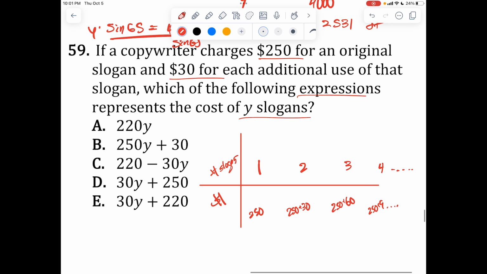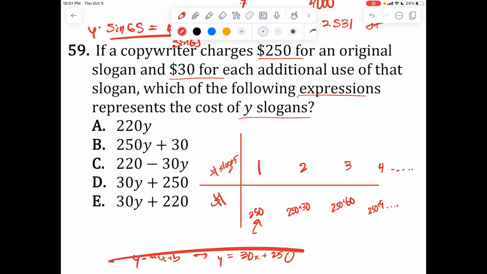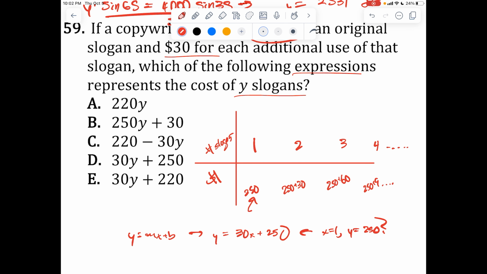So you might think, okay, y equals mx plus b. My slope is just going to be how much I'm increasing each time, 30, right? Plus the original value, 250. This is actually wrong. If you plug it in using this scenario, you're not actually going to get the right value. Because when I have one slogan, aka when x is equal to 1, the y value should equal 250, right? Well, it actually doesn't, because if you plug it in, you get 30 times 1 plus 250. That doesn't actually add up.